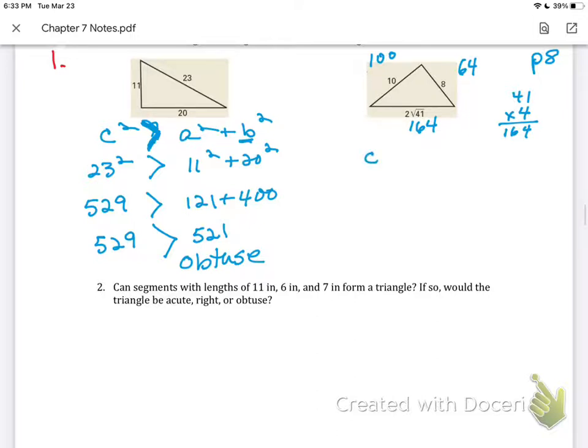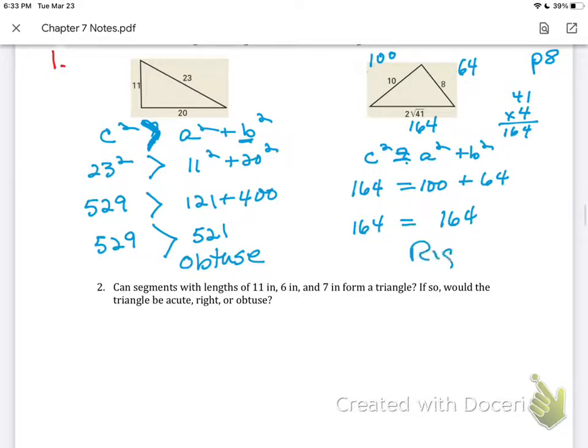So here we go. C squared equals A squared. Oh, sorry. I don't want an equals in there. I want to have a question mark there. A squared plus B squared. Okay, the C squared is now, I know it's 164. The A squared is 100. The B squared is 64. Oh, look. They are exactly equal. If they are exactly equal, what do I know? I have a right triangle.